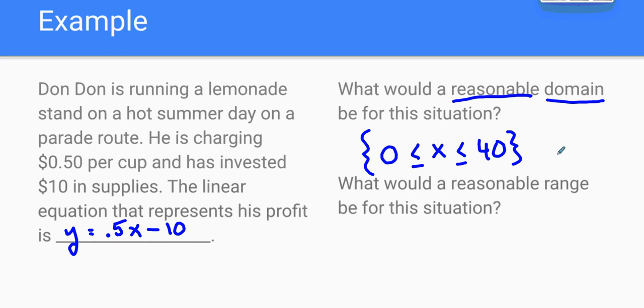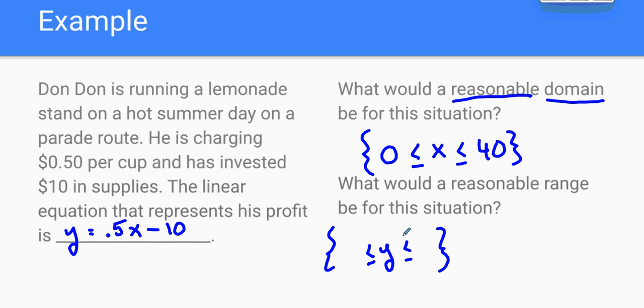Again, now that we have established a domain, now that we have established what our x values could be, what we think they could be, what would a reasonable range for this situation be? Hit pause again, see if we can't figure it out. So when you're figuring out the range, we're going to do something similar notation-wise. I'll explain. I didn't explain before what those mean.